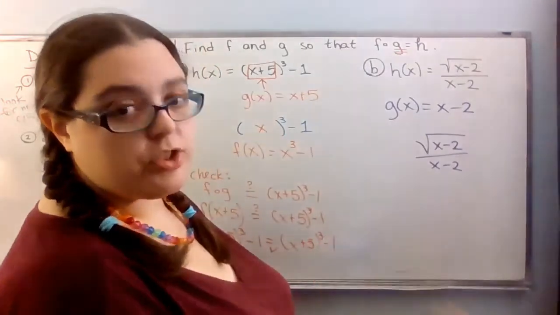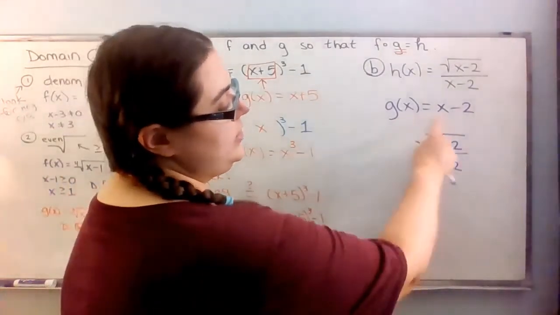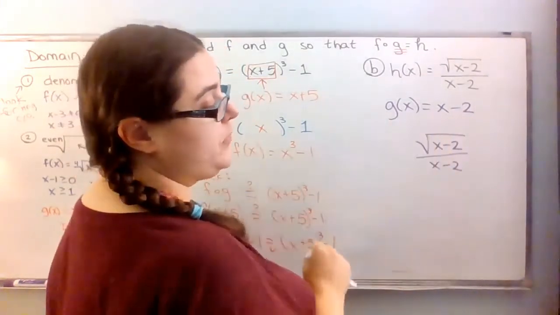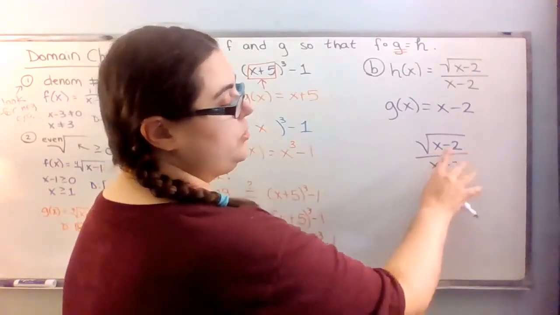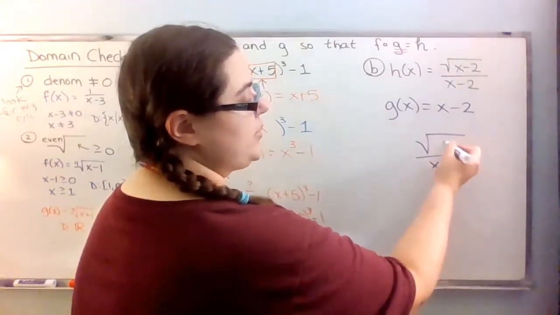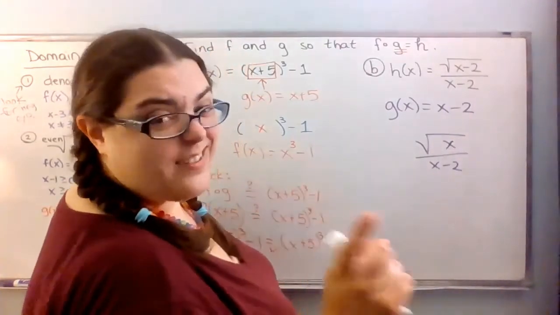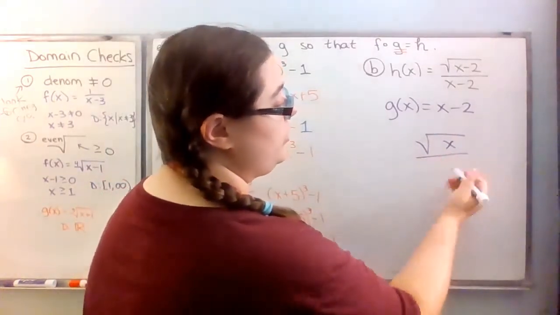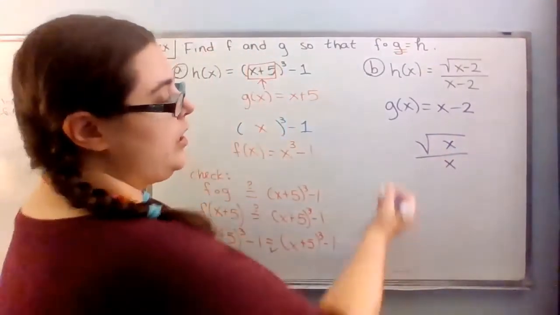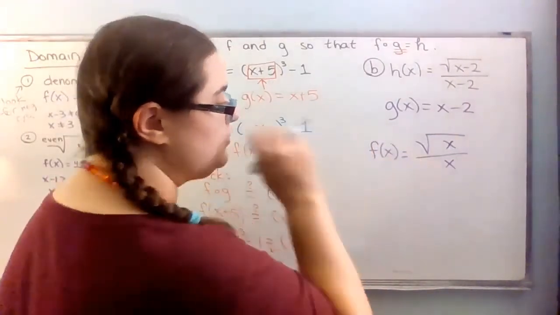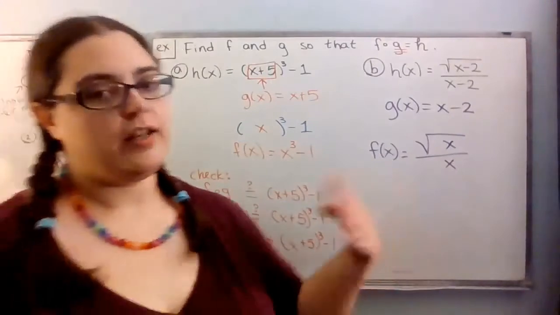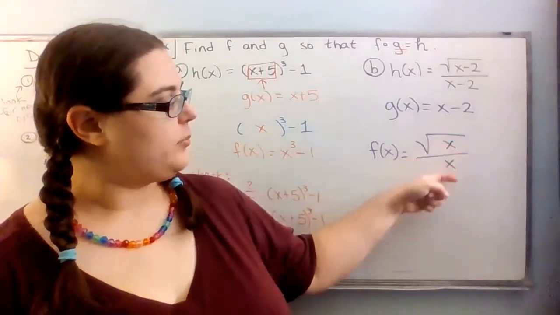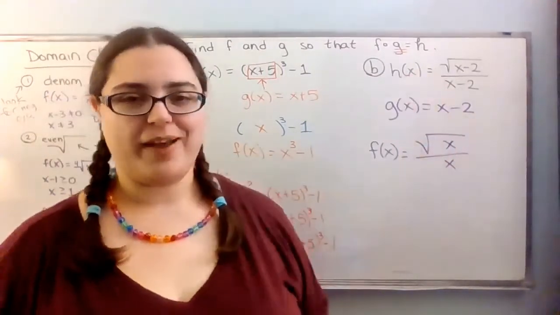And now to find the outside function, f of x, wherever I see this showing up in the original expression, I'm going to erase it and replace it with x. So here in the numerator, we have an x minus 2, and I'm going to replace it with an x. And in the denominator, we also have that x minus 2, so I'm going to replace that one with x as well. This is what we'll call our f of x. And again, if you wanted to check, if I take g of x and substitute it into here, all these x's are going to be replaced by x minus 2's, and I will get back to the beginning.